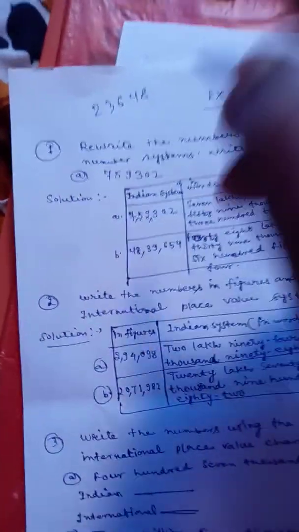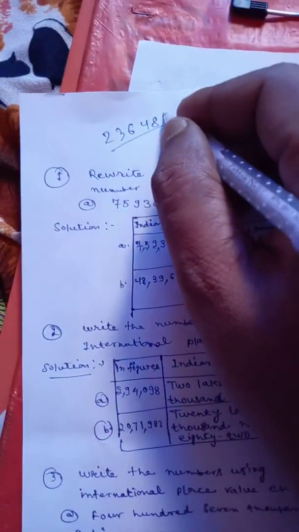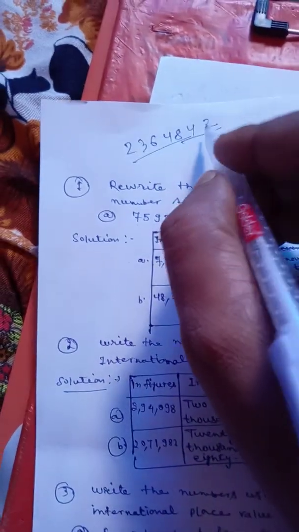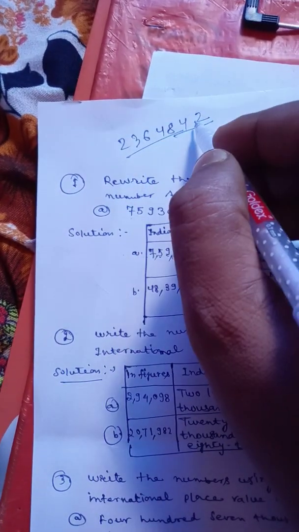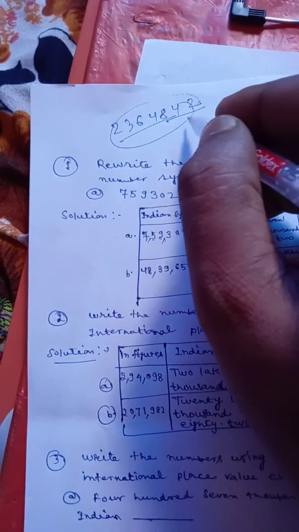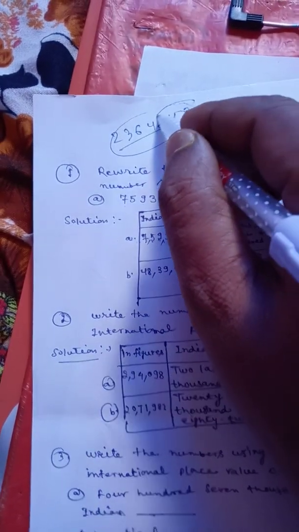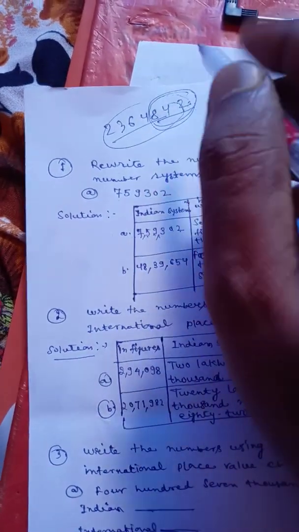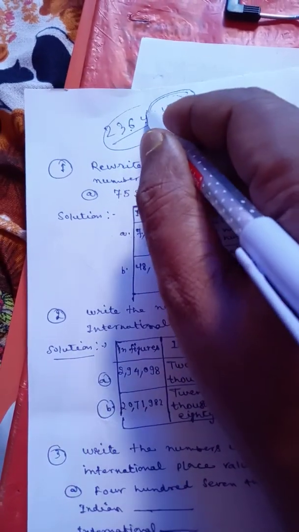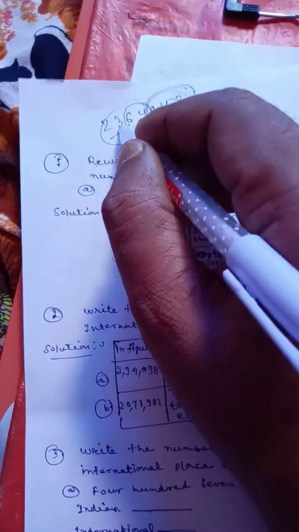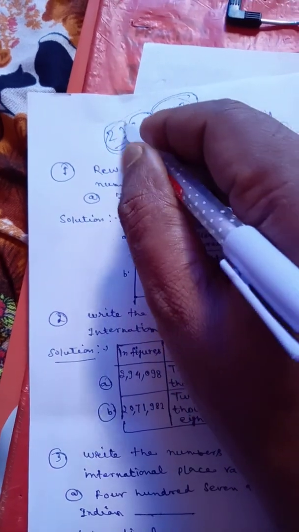For example, suppose we are asked to write any number. Suppose this is the number, and you are told to write this number or put commas in this number according to the Indian number system. So first, this is ones, tens, hundred. This is one spread. Thousand, 10,000. This is thousand spread. Lakh, 10 lakh, lakh spread.